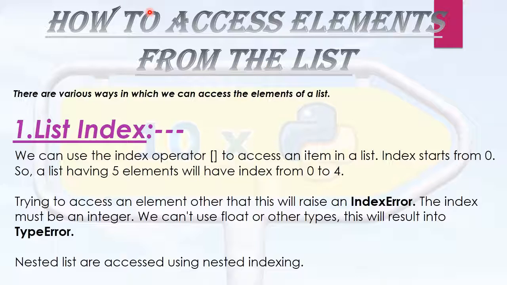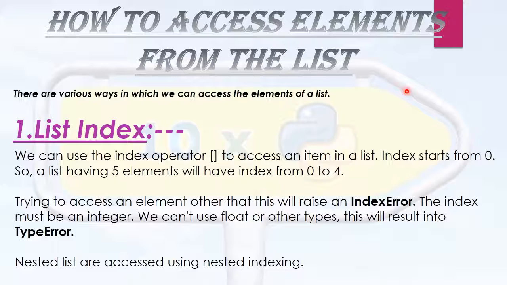Now, how to access the element from the list? There are various ways in which we can access the element of the list, but we will discuss here two ways to access the element. The first way is list index. We can use the list index operator to access an item in a list.